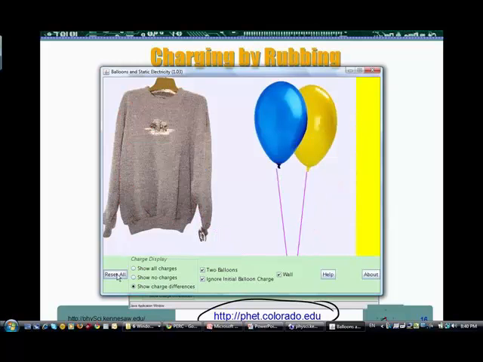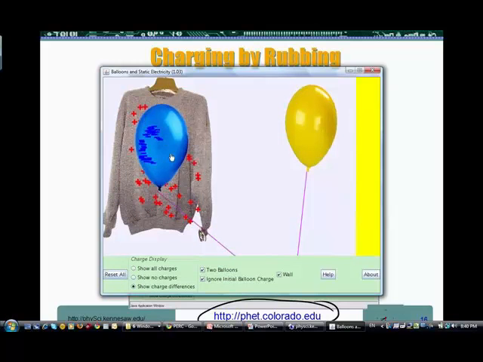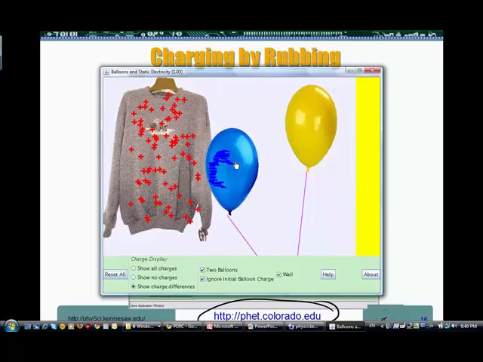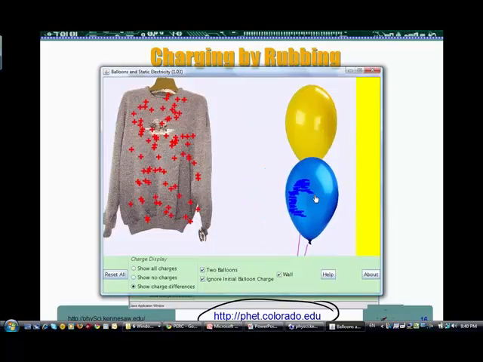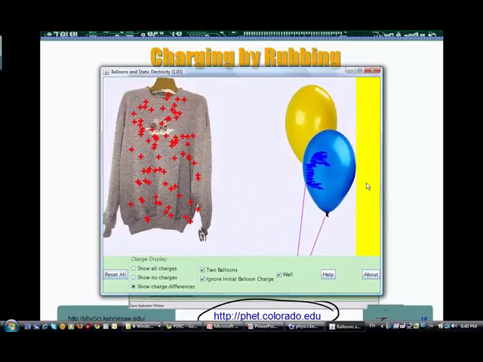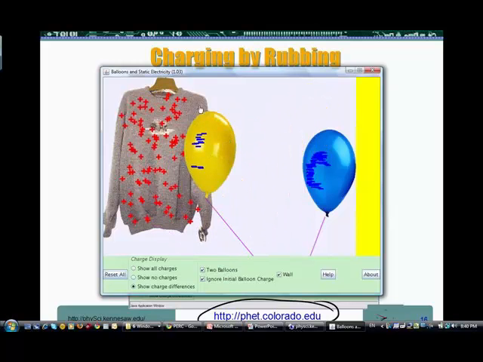Okay, now we reset it again. So it looks like we don't have any charge. We rub it, and the more charge we accumulate here, the more charges are going to develop on the sweater. And if we approach it to the wall, it's attracted to the wall. And now here, same kind of thing.